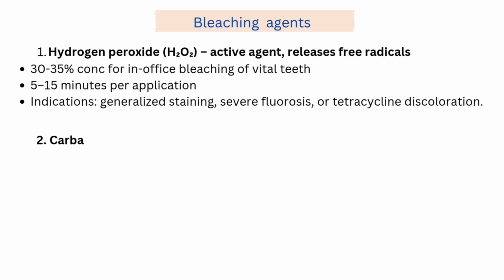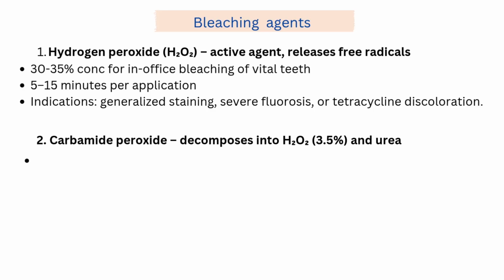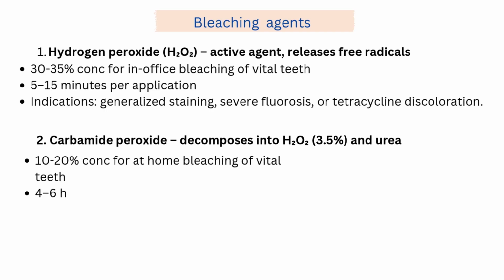Carbamide peroxide is used for the at-home bleaching method. It decomposes into 3.5% hydrogen peroxide and urea. 10 to 20% carbamide peroxide is used in custom trays for daily use, about 4 to 6 hours or overnight, for 2 to 4 weeks.